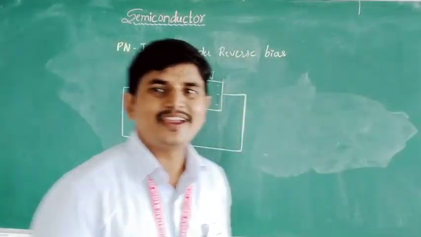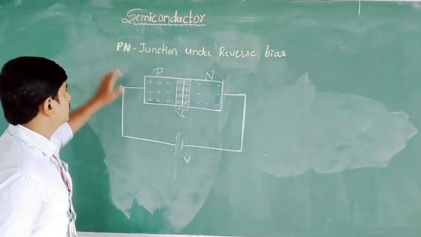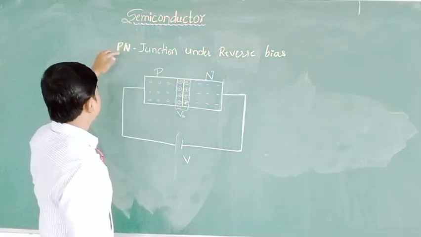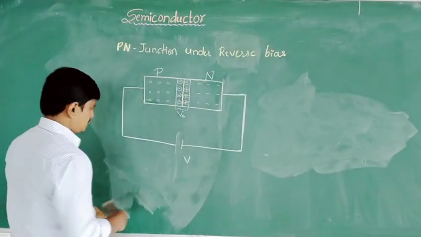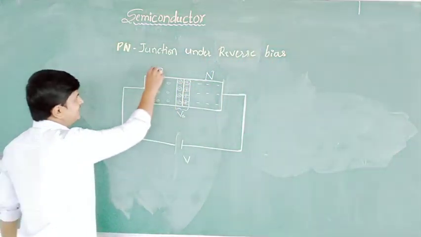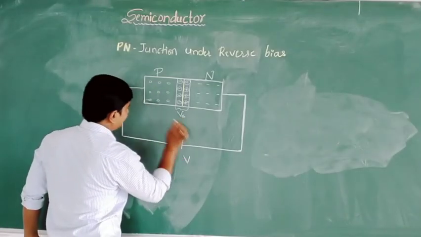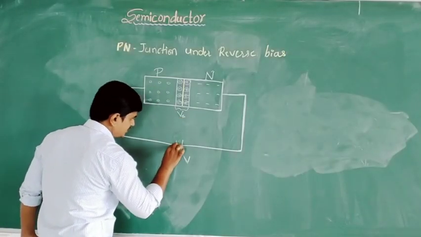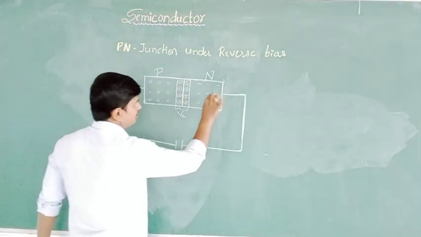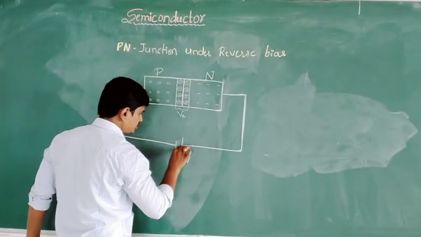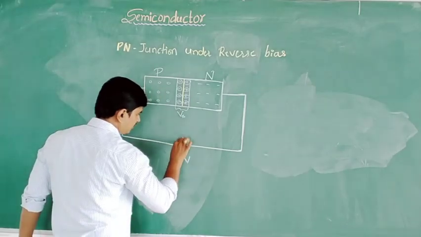Then, come to the next point, that is the reverse bias. See here, PN junction under the reverse bias. In the reverse bias, the P type semiconductor is connected to the negative terminal of the battery. See, this is the negative terminal. The P type semiconductor is connected to the negative terminal of the battery, and the N type semiconductor is connected to the positive terminal of the battery.